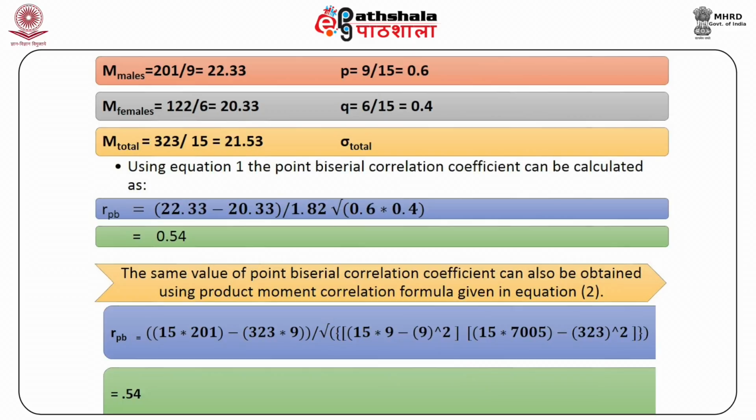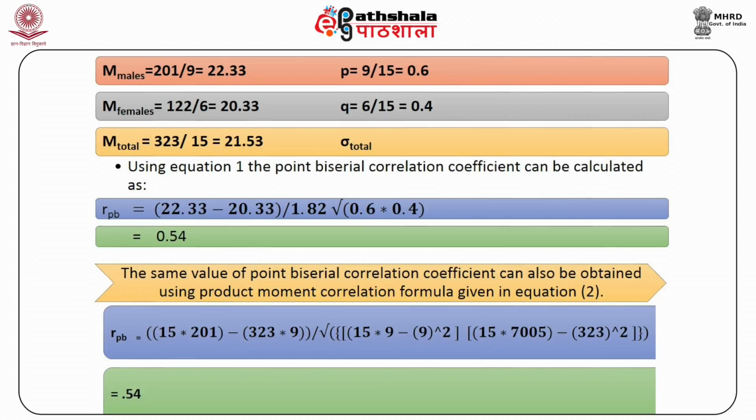Using equation 1, the point biserial correlation coefficient has been calculated after the application of all the numerical values obtained, and it is found to be 0.54. The same value of point biserial correlation coefficient can also be obtained using the product moment correlation formula given in equation 2. Let us see how it is done.